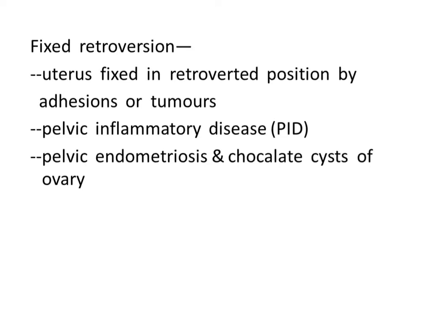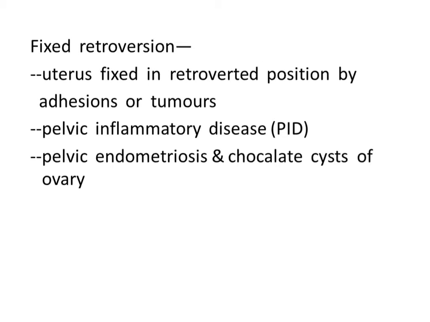Okay, so fixed retroversion is because of the disease around the uterus; it is fixed. Now, what are all the diseases? There are adhesions or tumours around the uterus. Various diseases, particularly in the adnexa: pelvic inflammatory disease, pelvic endometriosis, then chocolate cysts of the ovary.